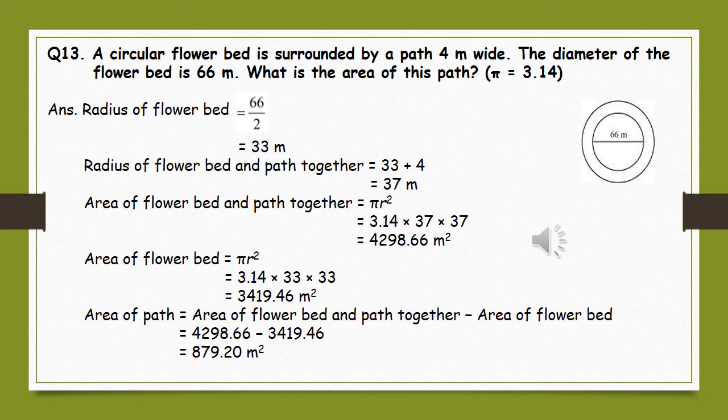Now we can find the area of the flower bed and path together using the value of radius as 37 meter. Formula is pi r square, so 3.14 into 37 into 37. If you calculate, you will be getting 4298.66 meter square.